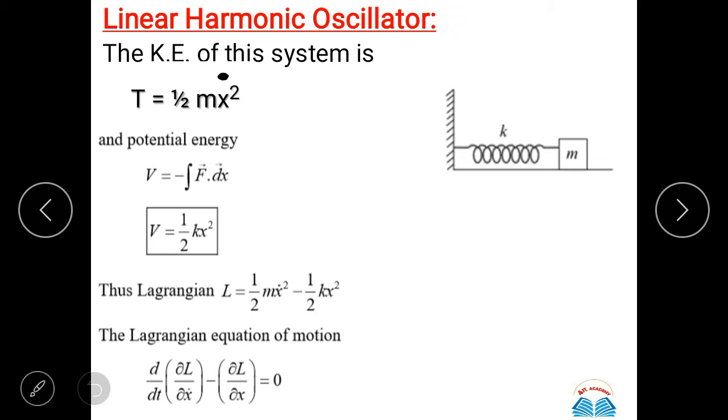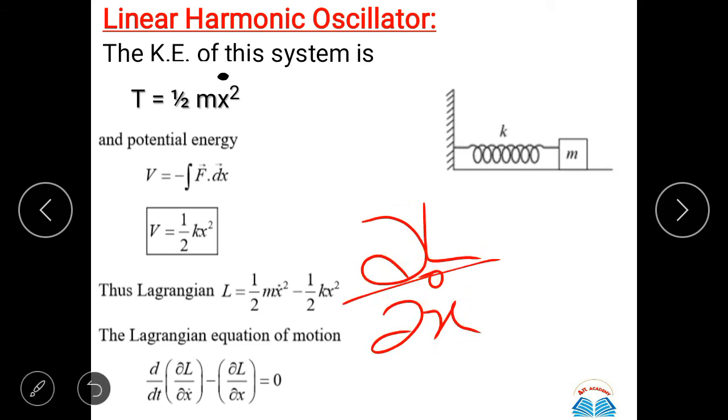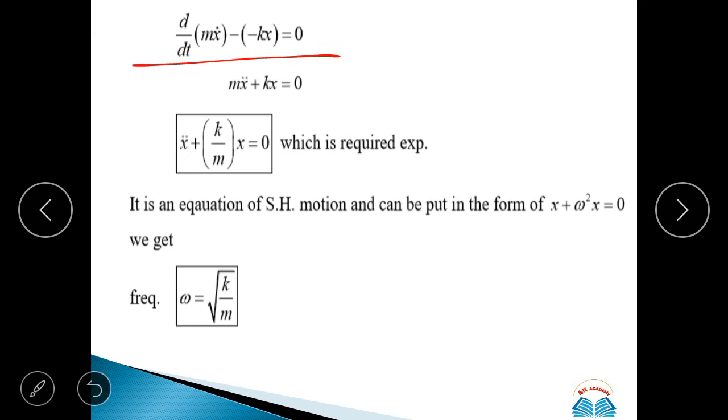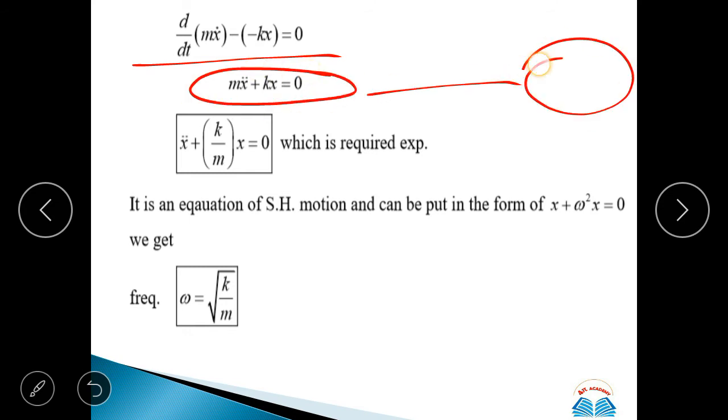evaluate Lagrange's equation of motion for this object. We know the Euler-Lagrange equation: d over dt of del L over del x dot minus del L over del x equals 0. What we will do is take the derivative of the Lagrangian with respect to x dot, and the derivative of the Lagrangian with respect to x, and put both these values into this equation and we will get this. This is too simple to understand. After this we get the equation. Let's say this is equation number 3.